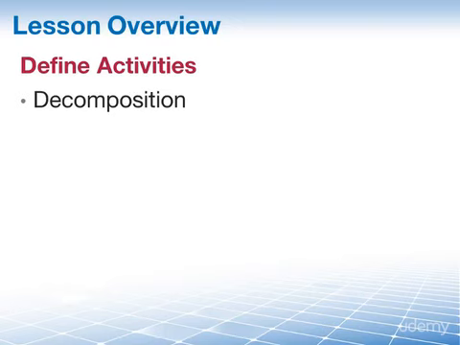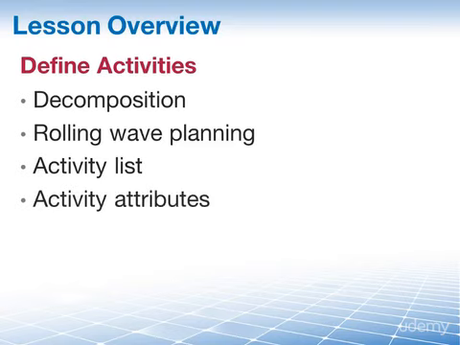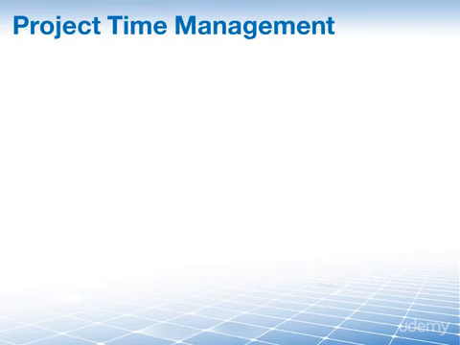We will also discuss the common types of progressive elaboration, one of them called rolling wave planning. We review how to create a complete list of schedule activities for a project, and we call that the activity list. We'll give you some examples of activity attributes, which are the specific components of a particular activity. And finally, we cover a list of any events in our schedule that will receive special attention. That's the milestone list.